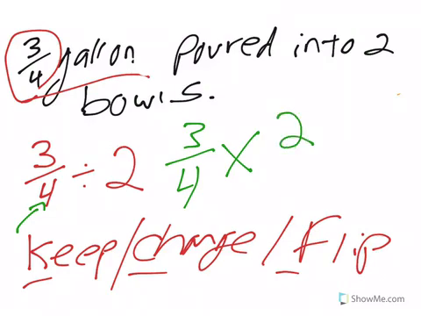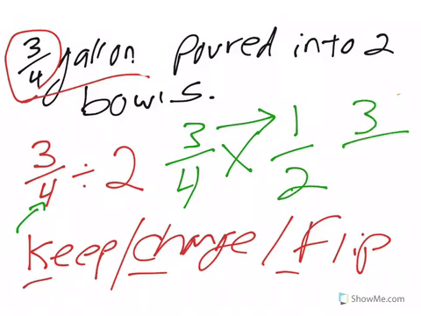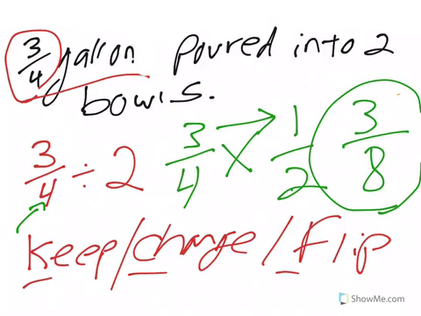Now, the next number is 2. We know that any whole number you could say is over 1, right? Well, if we're going to flip that, that means we're going to switch it into 1/2. So now it's just a matter of multiplying across. 3 times 1 is 3. 4 times 2 is 8. We can't simplify, so there'd be 3/8 gallon of milk, or whatever we want to say, in each bowl.